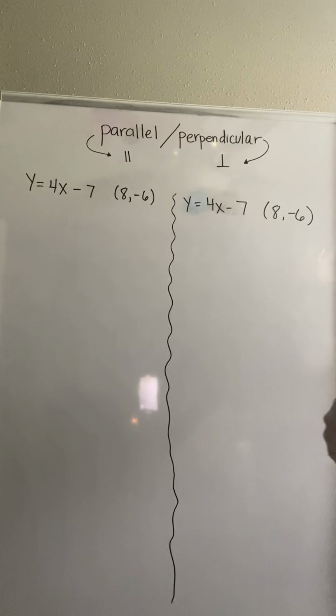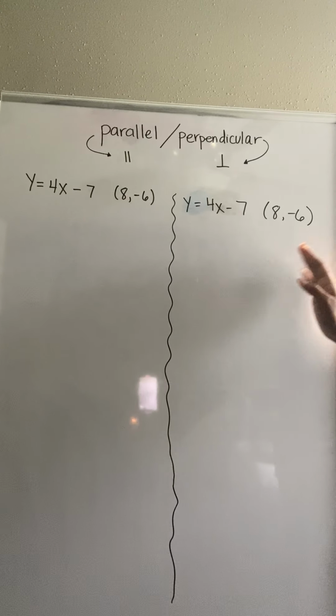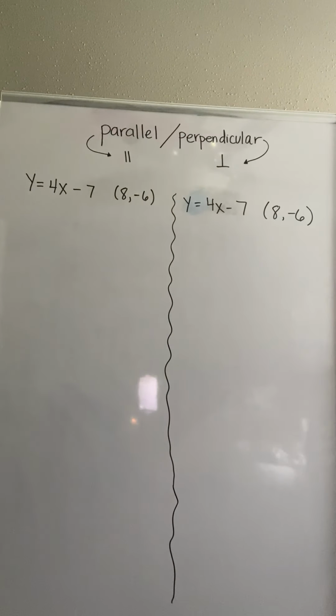Hello guys, today we are going to talk about writing the equations of lines that are parallel and perpendicular to a given equation. Yesterday you were taught how to find the slope of an equation when it is written in different forms. So we're going to need that skill today in order to be able to find slopes that are parallel and perpendicular.